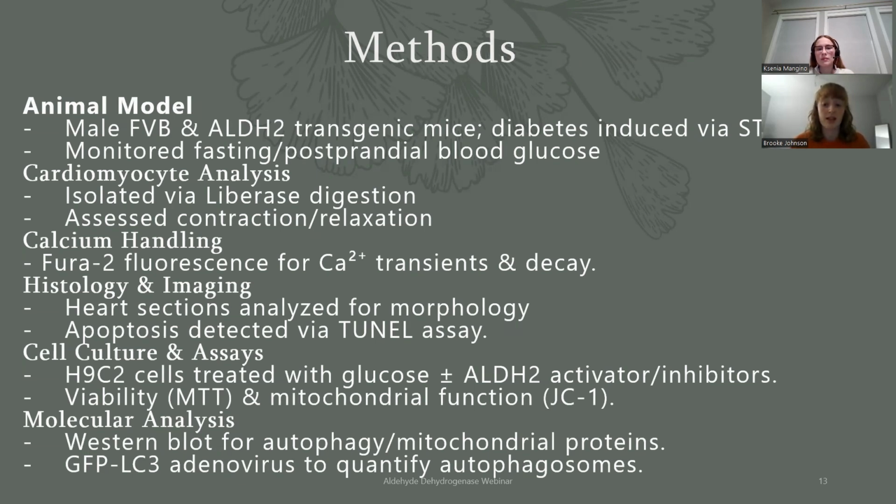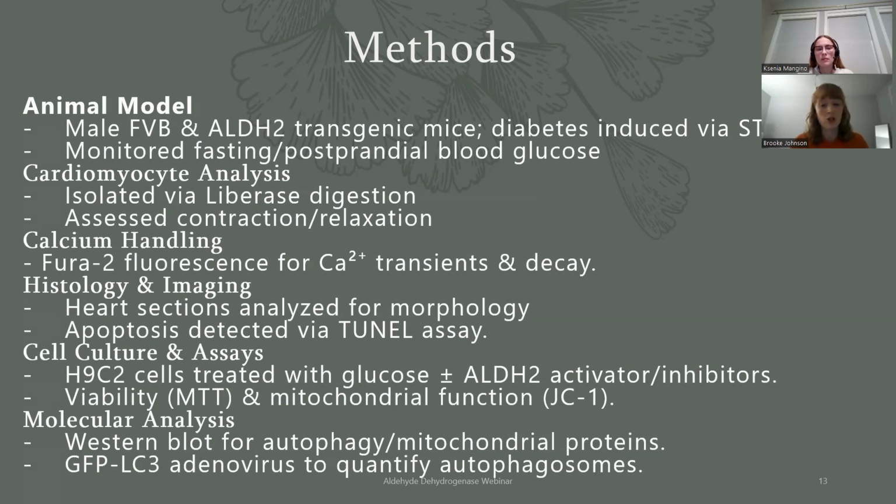Cardiomyocyte mechanics, such as contraction and relaxation, were measured using an IonOptix system, and intracellular calcium handling was evaluated using Fura-2 fluorescence. Histological analysis was performed on paraffin-embedded heart sections, while cell culture experiments with H9C2 cells assessed glucose and ALDH2 activator effects on autophagy, apoptosis, mitochondrial membrane potential, and protein expression via Western blotting.